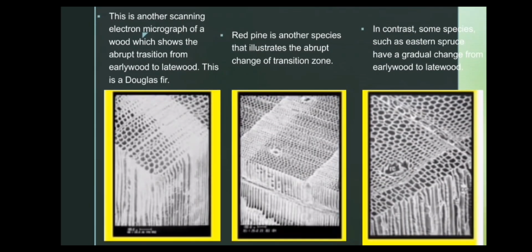This is another scanning electron micrograph of a wood which shows the abrupt transition from early wood to late wood. This is a Douglas fir. Next, the second one, red pine, is another species that illustrates the abrupt change at the transition zone. In contrast, some species such as eastern spruce have a gradual change from early wood to late wood. Douglas fir and red pine both illustrate the abrupt change of transition zone, while eastern spruce has only a gradual change from early wood to late wood, and that is the reason why eastern spruce is an example of semi-ring porous wood.